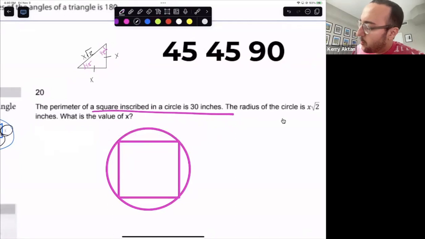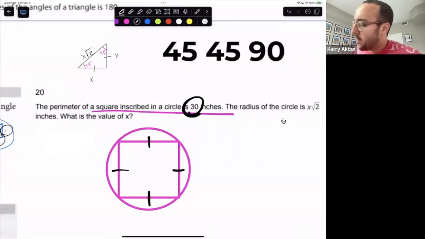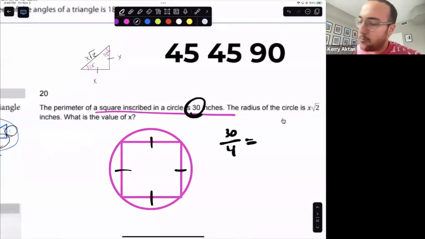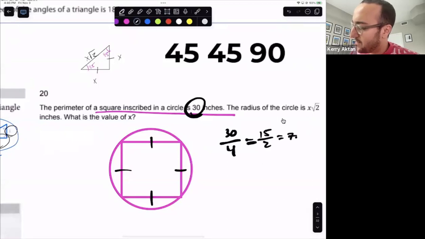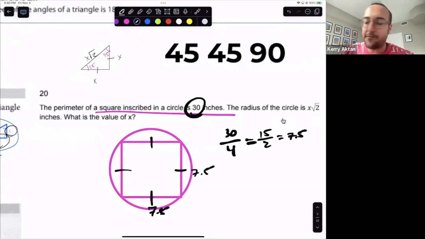Interesting. Okay, well, the perimeter is 30 inches. A perimeter of a square, all the sides are the same. At that point, 30 divided by 4 would give you each side length. For me, that's 15 over 2, which is 7.5. So this side is 7.5, that side is 7.5, all the sides are 7.5.